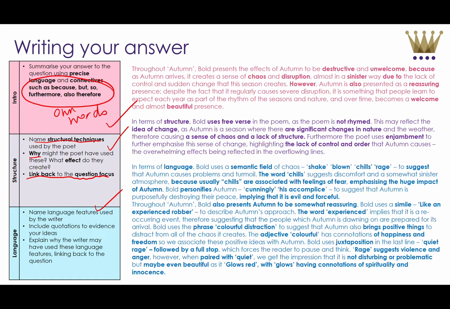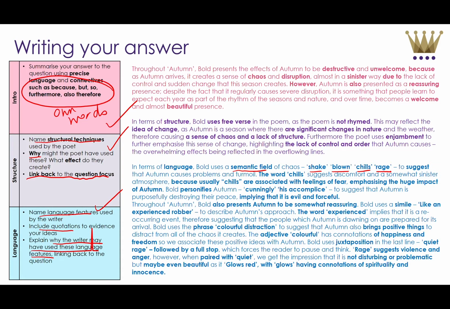where I just name language features used by the writer that I picked out. I include quotations and explain why the writer might have used these features, linking back to the question. So let's take a look at that. I wrote, in terms of language, Bold uses a semantic field of chaos, put some quotes in, shake, blown, chills, rage, to suggest that autumn causes problems and turmoil.